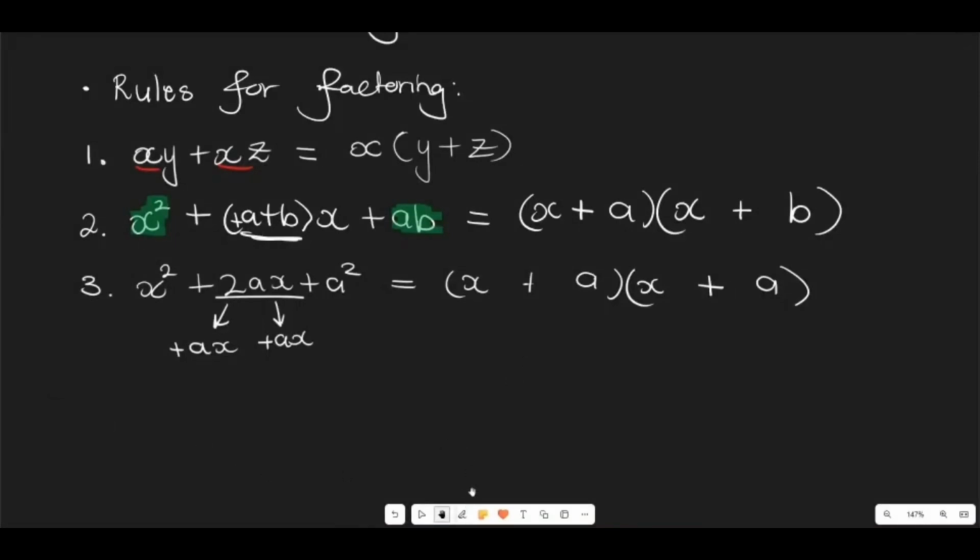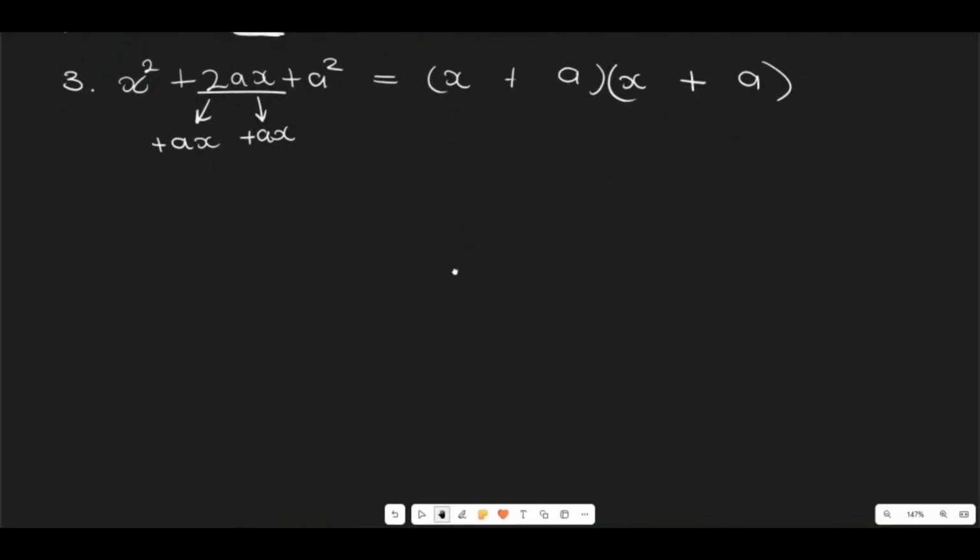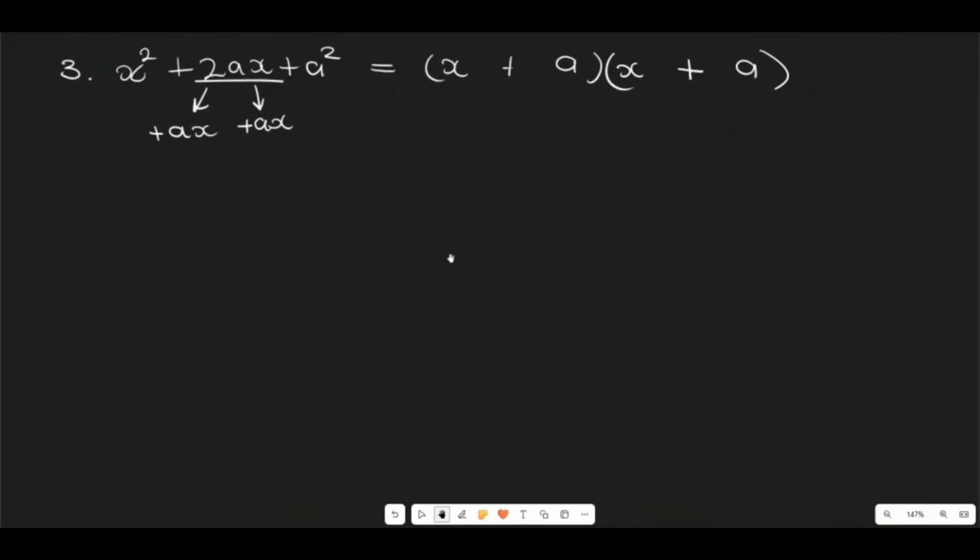Okay. So it seems like you guys are fine with this. This is the exact same thing. Let's do one where we have a negative, right? So let's say we have x squared minus 2ax plus a squared. We do the exact same thing, guys.